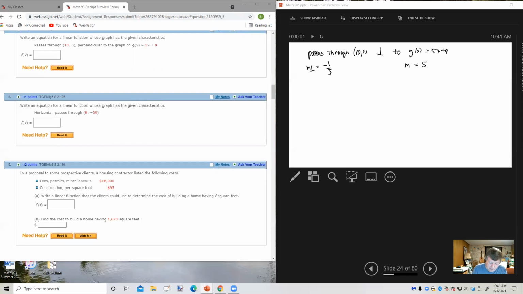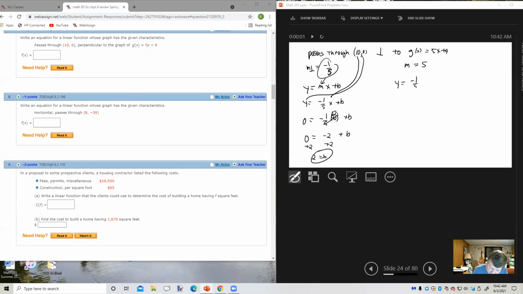Okay. So y equals mx plus b. We have the slope of negative 1/5. y equals negative 1/5 x plus b. Once again, we have an ordered pair to use for x and y. 0 equals negative 1/5 times 10 plus b. 0 equals, that reduces down to what? Negative 2 plus b. Add 2 to both sides, b equals 2. So y equals negative 1/5 x plus 2, or f of x equals negative 1/5 x plus 2.